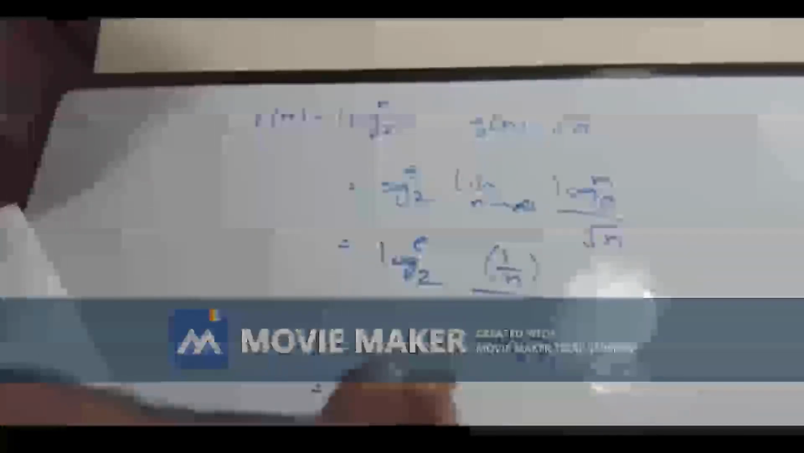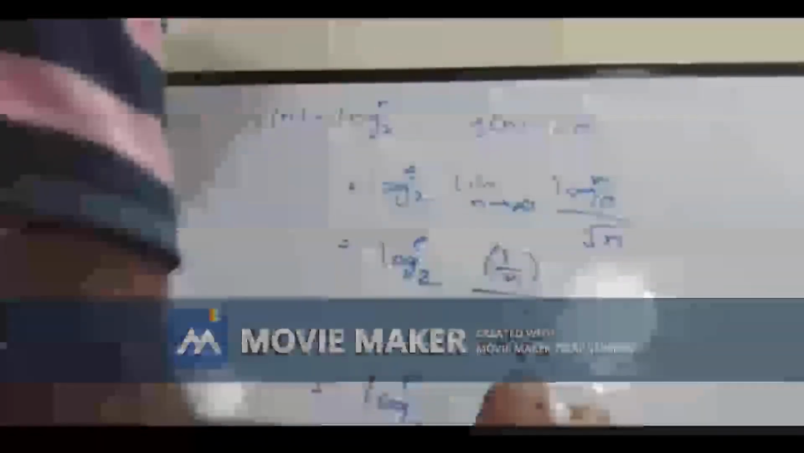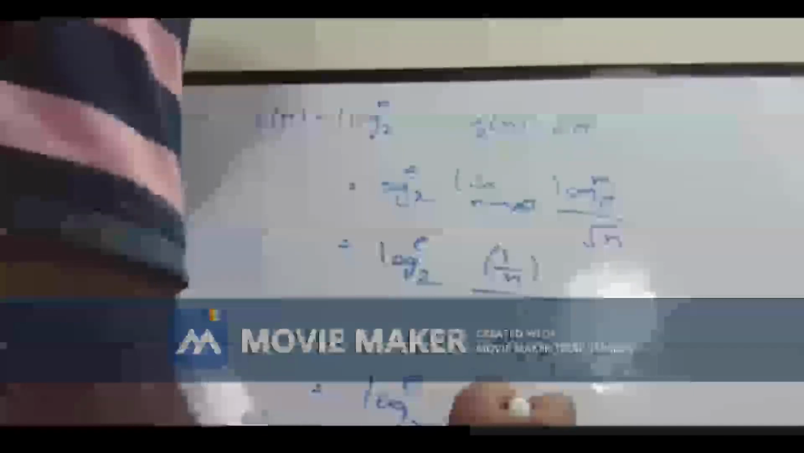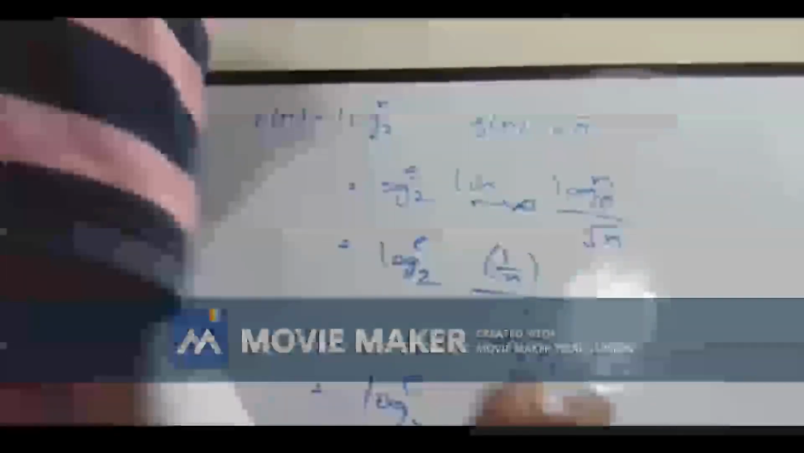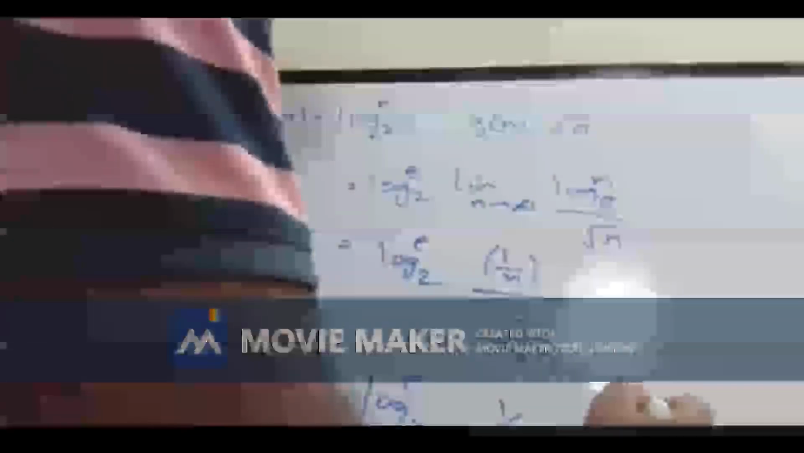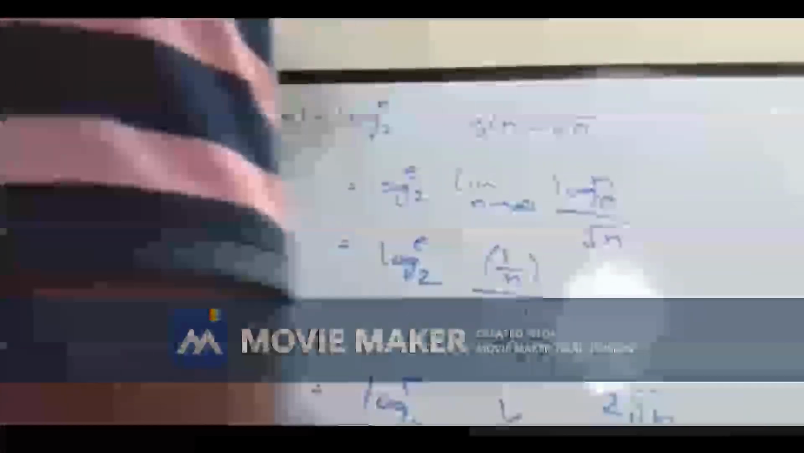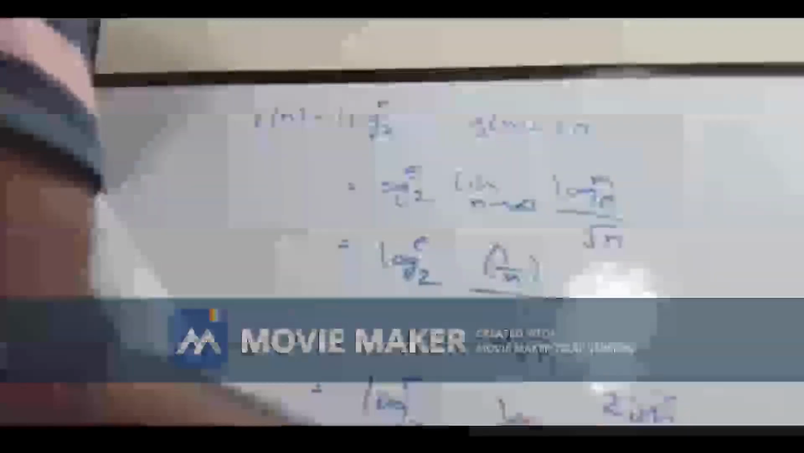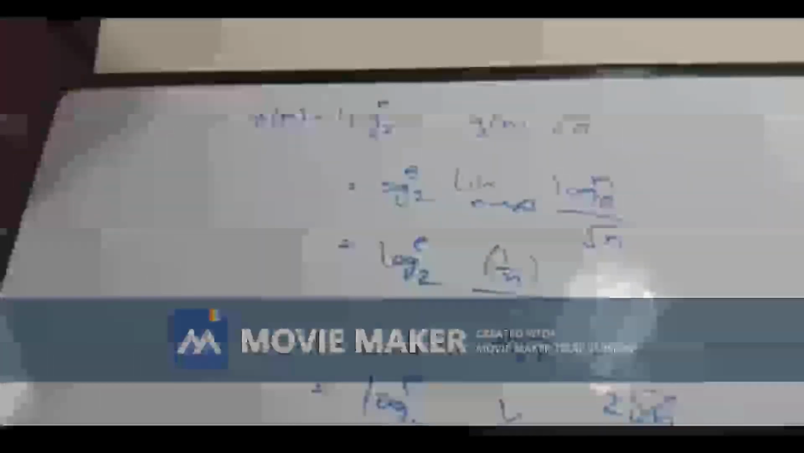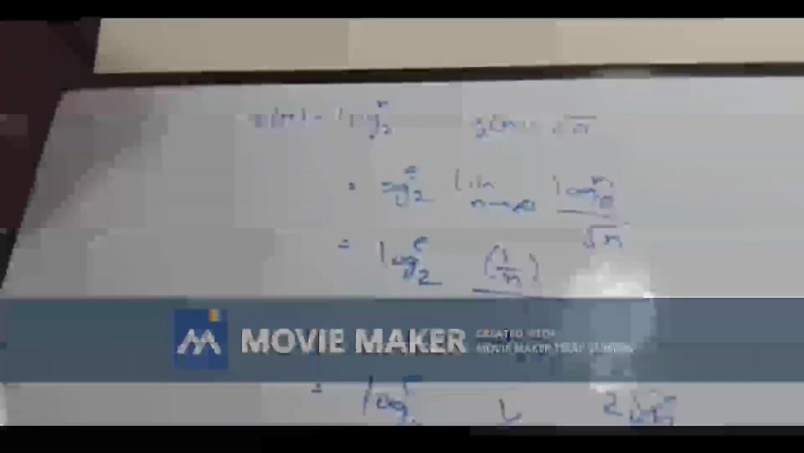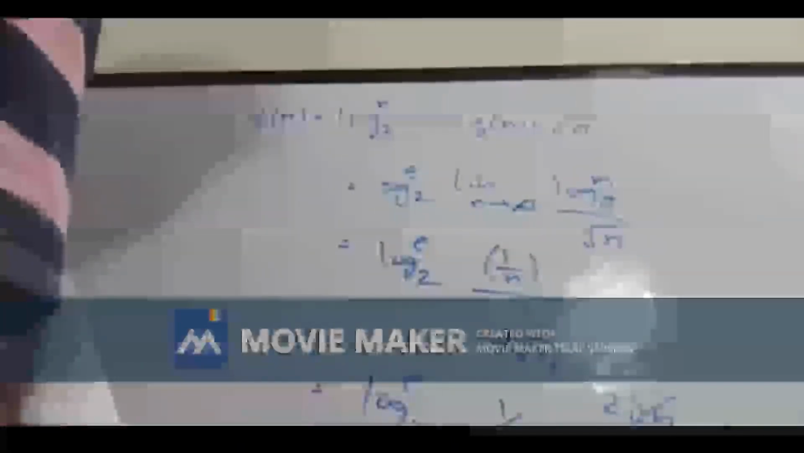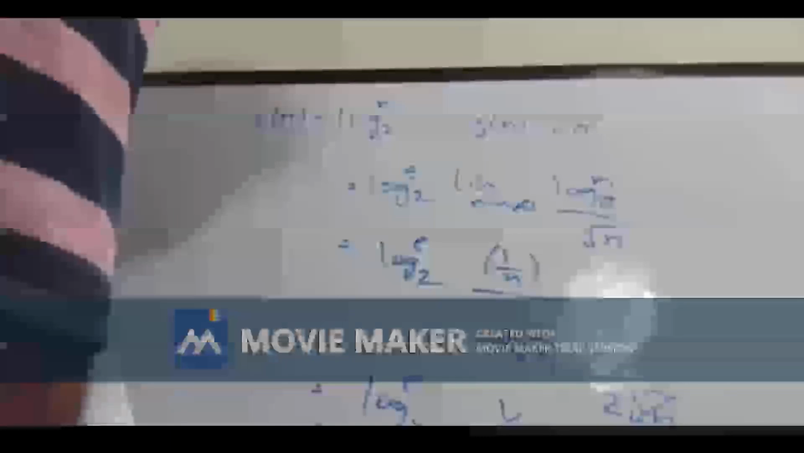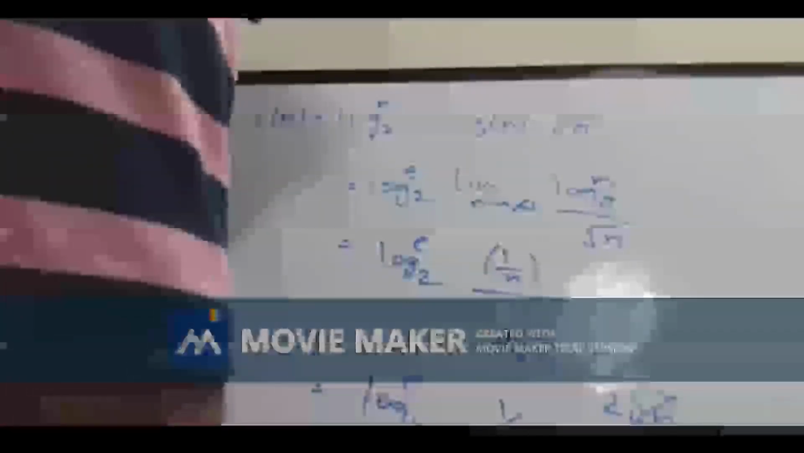So it is log e base 2, and 1 by n can be written as square root of n into square root of n. Then 1 by 2 square root of n can be written as 2 square root of n divided by 1. One square root of n will get cancelled. Then you have 2 into log e base 2 into the limit n tends to infinity, 1 by square root of.